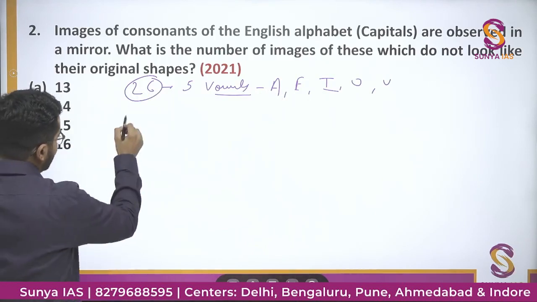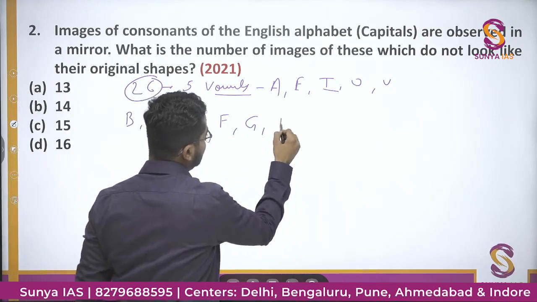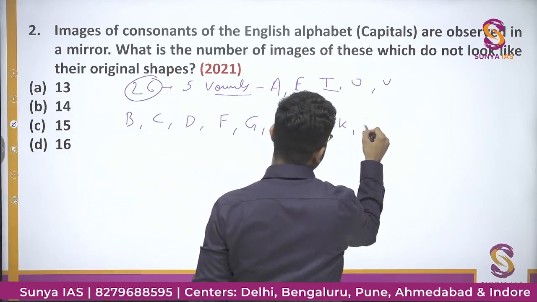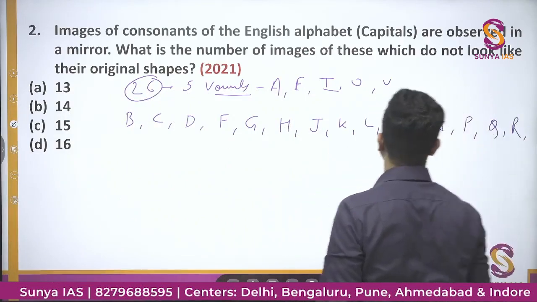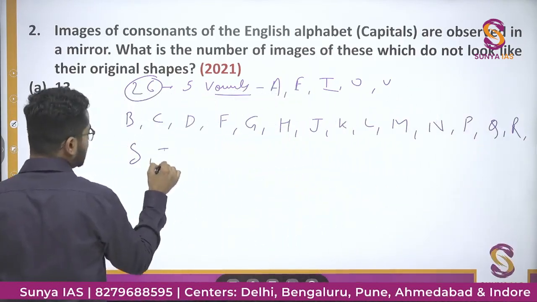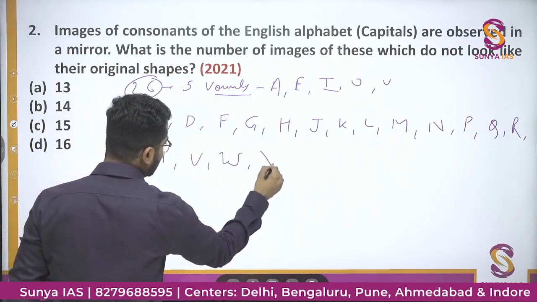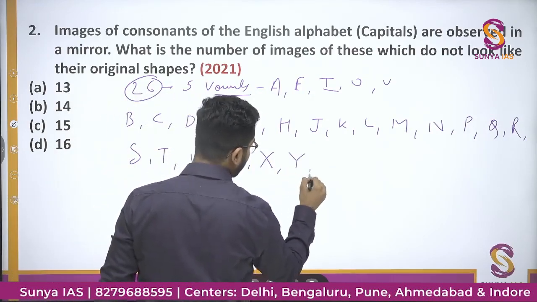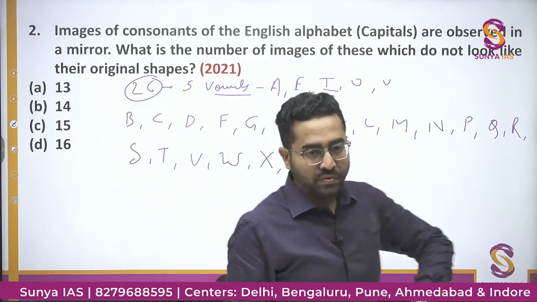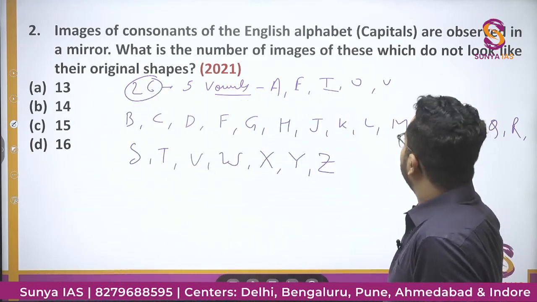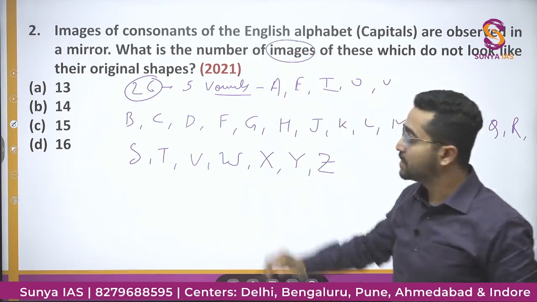So if I write the consonants, then B, C, D, F, G, H, J, K, L, M, N, P, Q, R, S, T, V, W, X, Y, Z. These are our consonants. Now it is asking, what is the number of images which do not look like their original shapes? We have to find the mirror image.